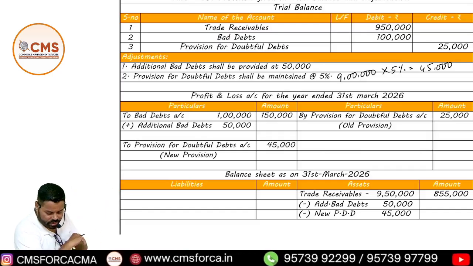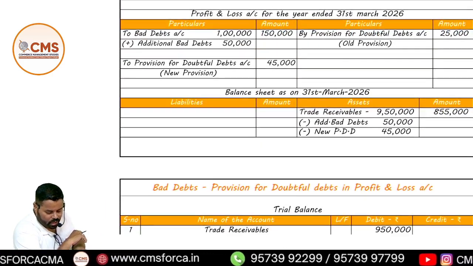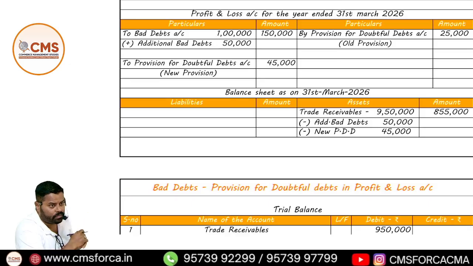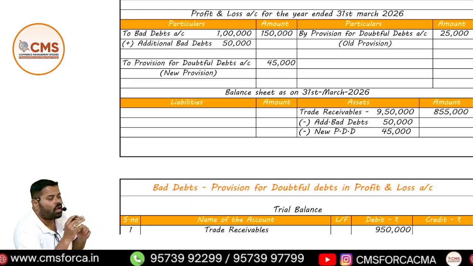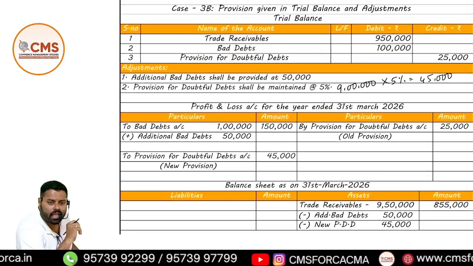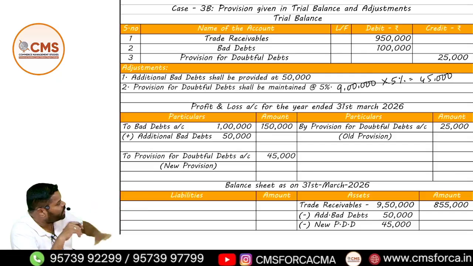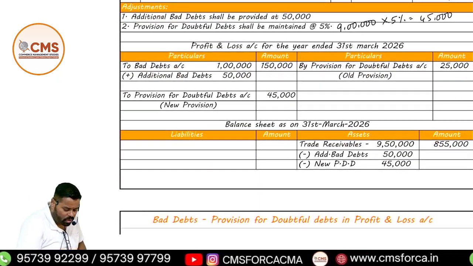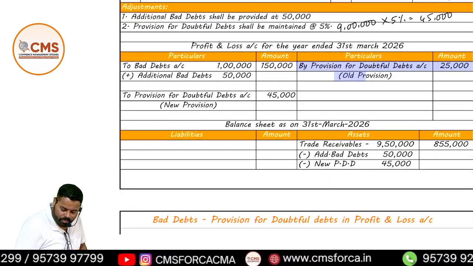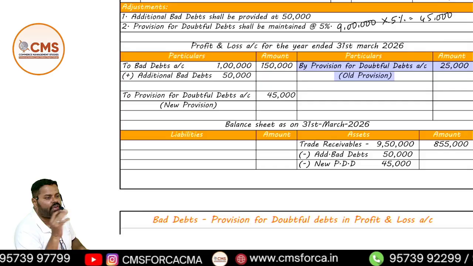How do we treat this? Look at the thing. Technically, we are going with our +2 intermediate style. Old provision is how much? 25. Where is it sitting? It is there inside the trial balance. Bring it and write that in your P&L account on the credit side. Okay. Now, 25, I wrote it on the credit side.